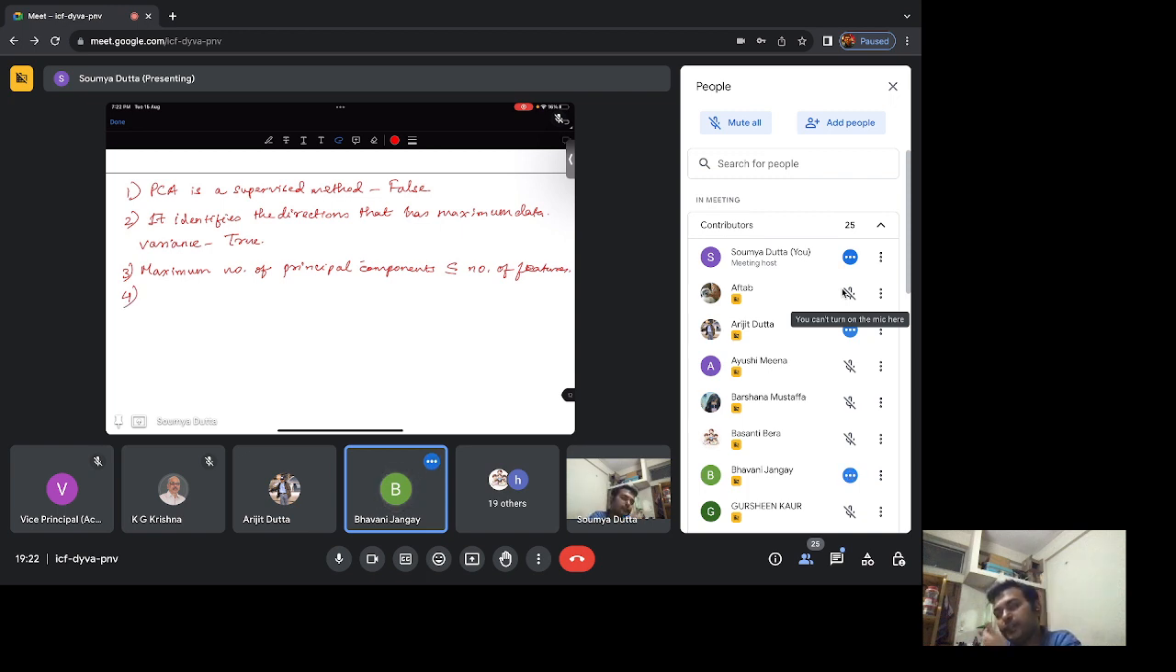Sir, I have one question. For PCA, if we reduce features, it means we are reducing overfitting, right, sir? So in that case, I just want to know how PCA is related to regularization. How is it connected to regularization? Okay, that's an interesting question.